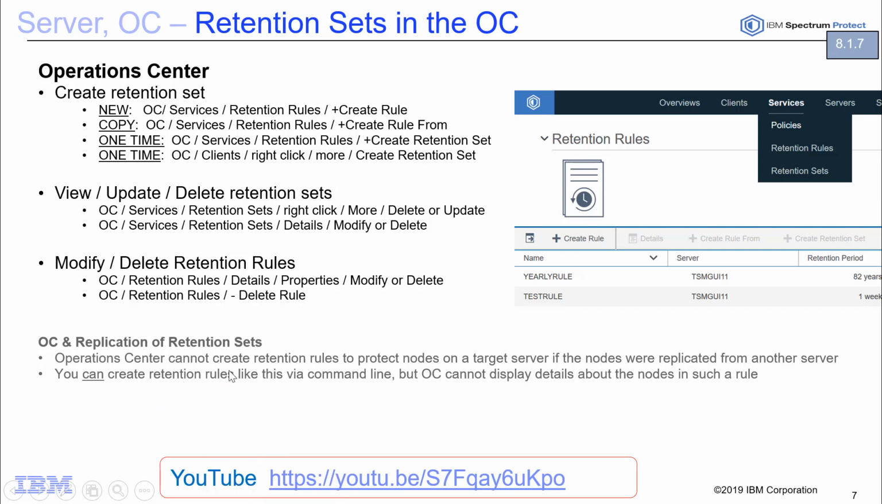Now, the Operations Center cannot create retention rules to protect nodes on a target server if the nodes were replicated over, and in that case, you'd have to use the command line. But the Operations Center would not display the results of that retention set.